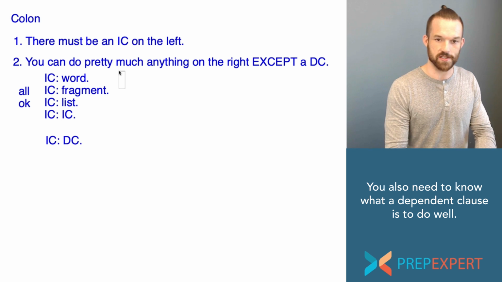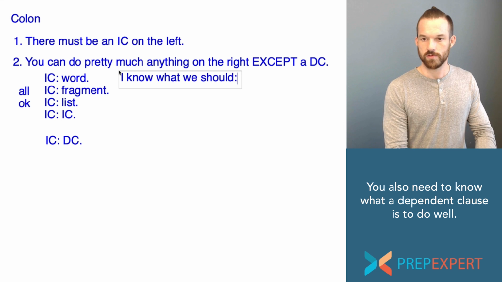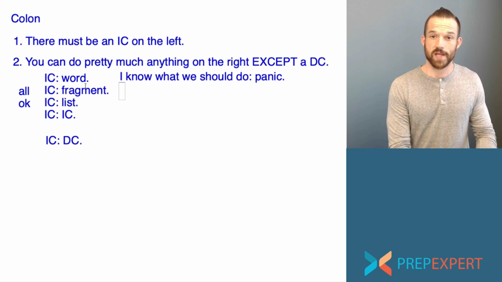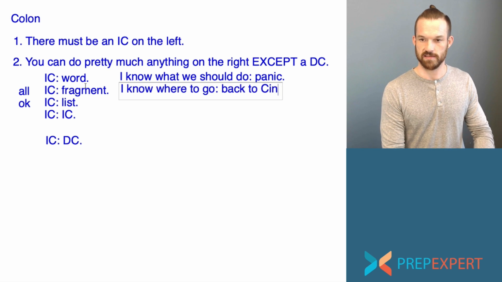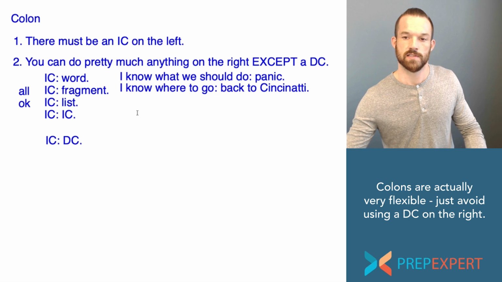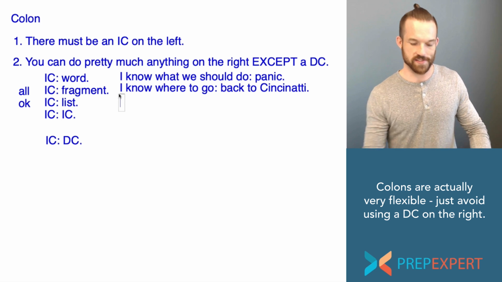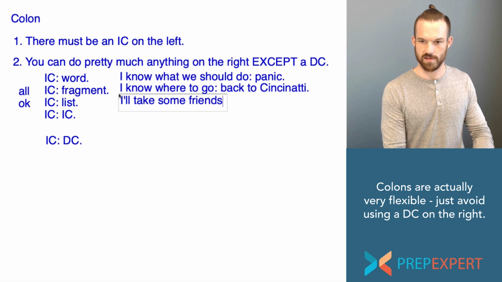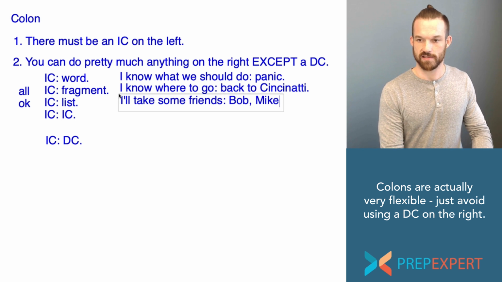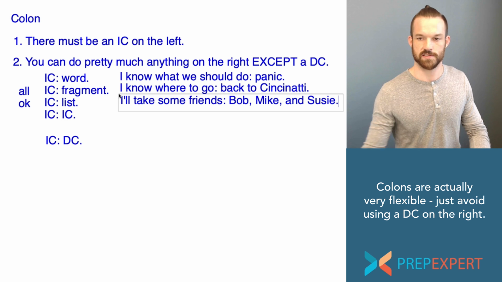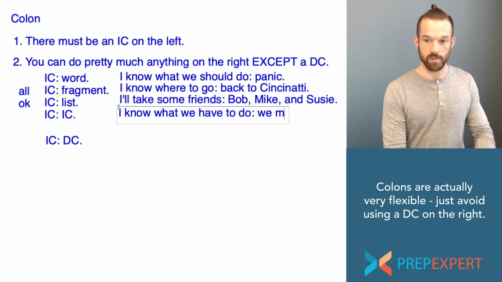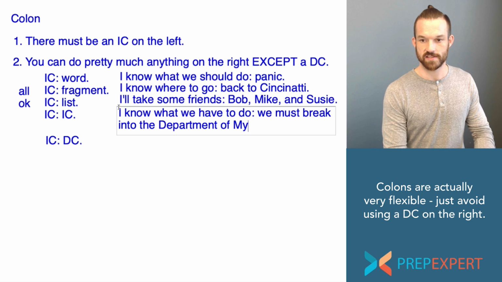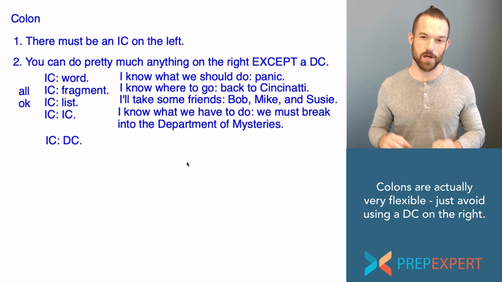So to give you some examples, I could say, I know what we should do: panic. We could also say, I know where to go: back to Cincinnati. We could also say, I'll take some friends: Bob, Mike, and Susie. We could even say, I know what we have to do: we must break into the Department of Mysteries. Any of these is a valid grammatical construction as long as we obey the other rules.